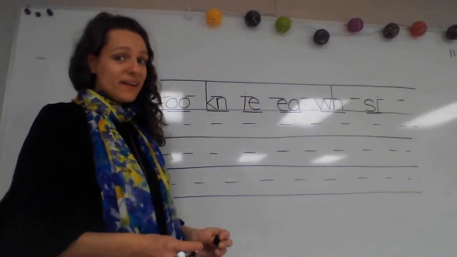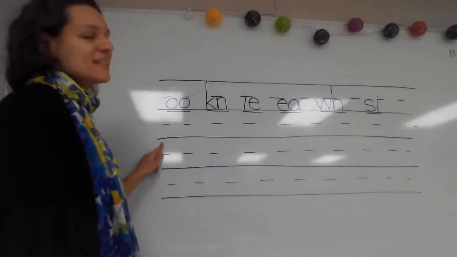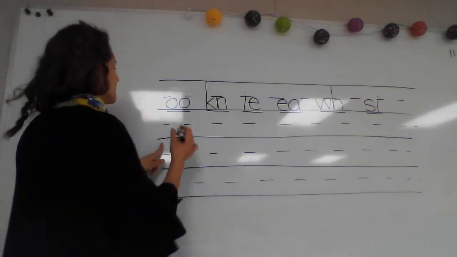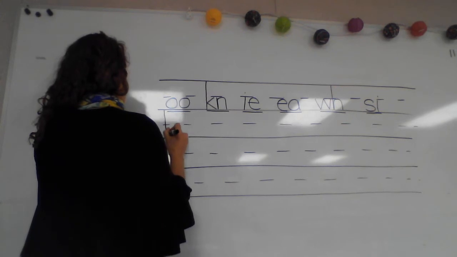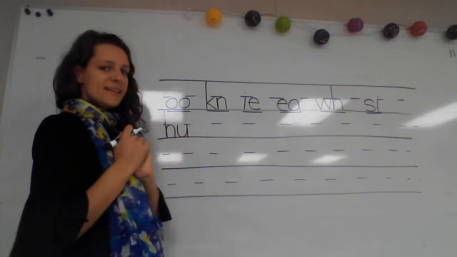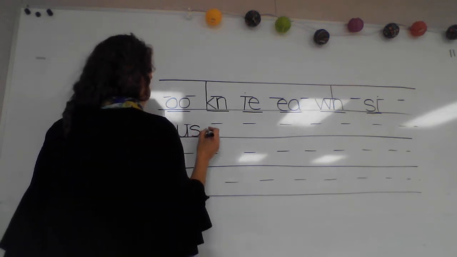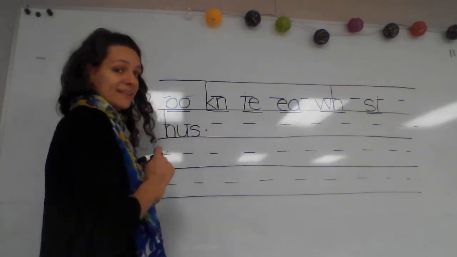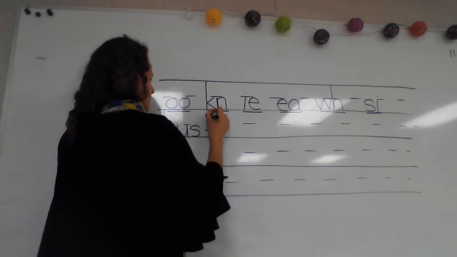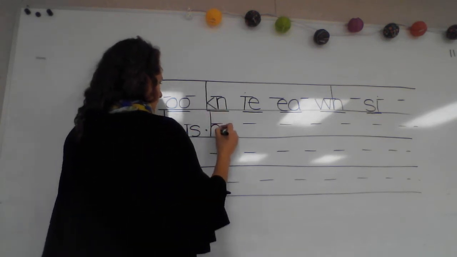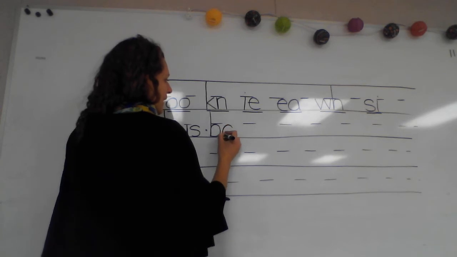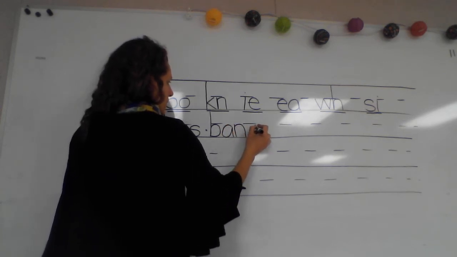All right, put your finger under the first phonogram in that word we just wrote. What is it? Good. Which z? Good. S, z. Good. B. Make sure we're starting that at the correct spot. Good. A. N. And d.